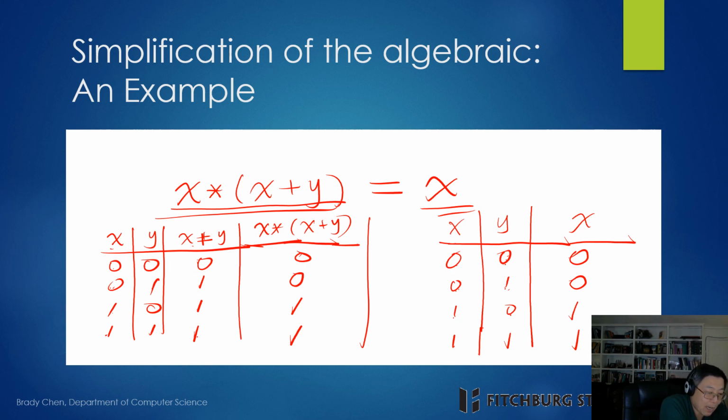Now look at the left side. Even though during the operation it seems like you have to calculate x plus y, the x or y, so you got 0, 1, 1, 1, the final result is still the same as the value of x. The value of x is 0, 0, 1, 1, and the final result for that expression is 0, 0, 1, 1. So the value of y doesn't matter. That means it's really a waste of time, because you work hard to evaluate x plus y, and the final result has nothing to do with y.